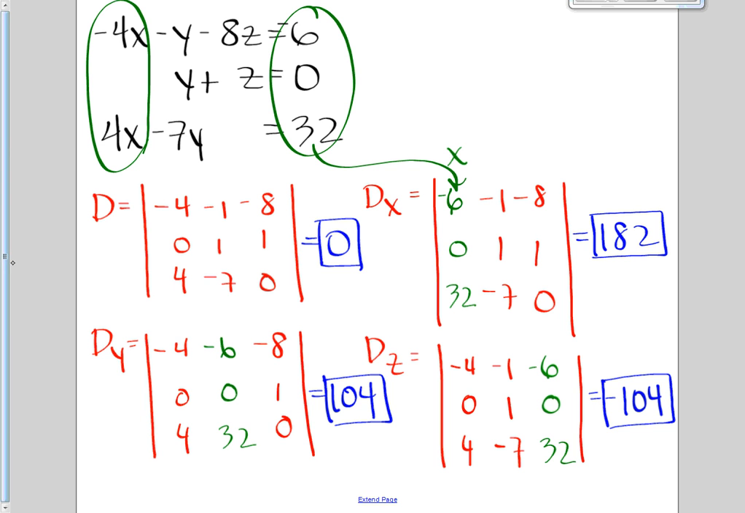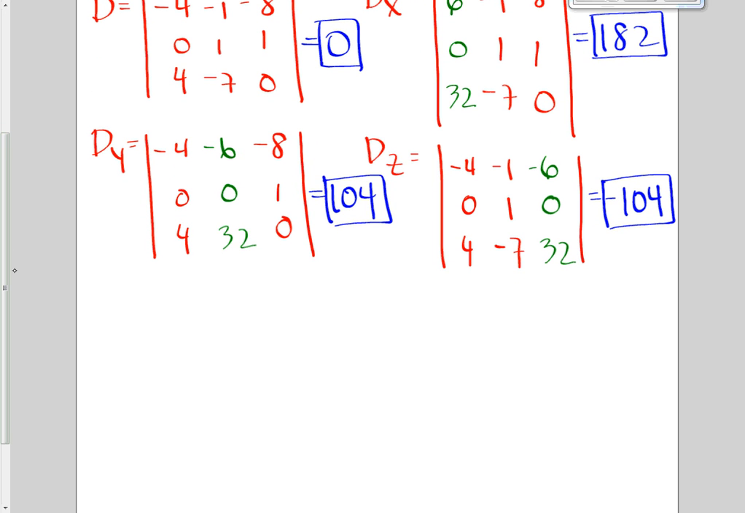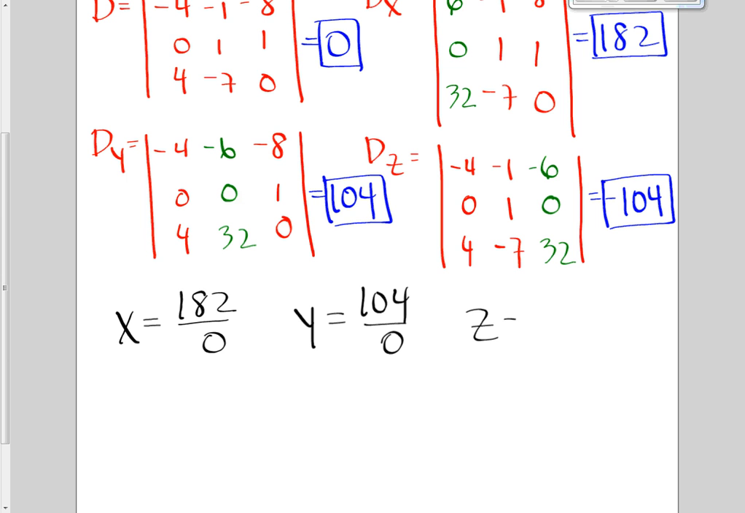So now the last piece of this is to figure out what x, y, and z are. And what Cramer's rule says is that to figure out x, I'm going to do Dx over D. So that's going to be 182 over 0. And to figure out y, it's Dy over D. So that's 104 over 0. And to figure out z, it's going to be -104 over 0. And that's why this one is an inconsistent system, has no solution, because all of these are divided by 0, which is undefined, so they're all undefined.